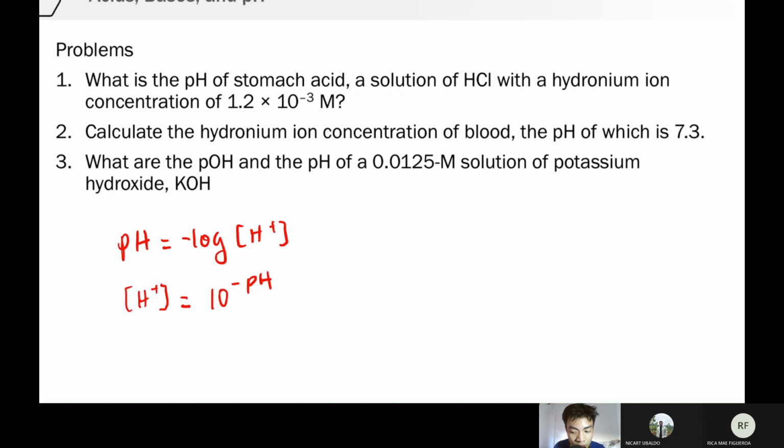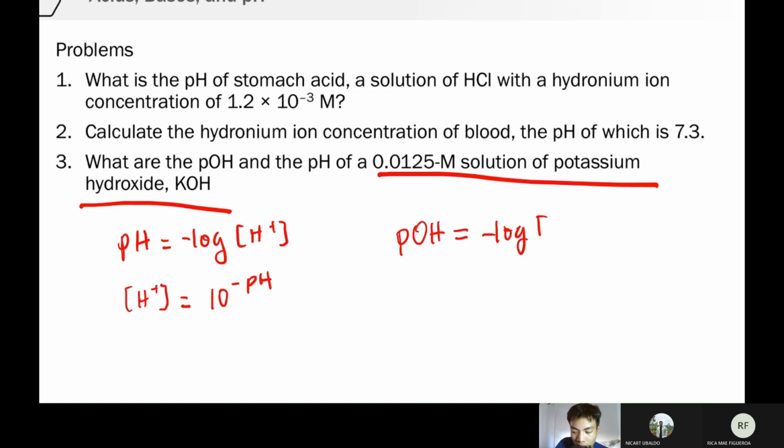Kunwari, given sa iyo yung concentration ng hydroxide, which is in our last example, yun yung case. Okay, so ang given sa inyo is concentration ng potassium hydroxide. Hydroxide, ibig sabihin base. So if you want to solve for the concentration of base to pOH, ano gagawin mo? pOH is equal to negative log ng OH.